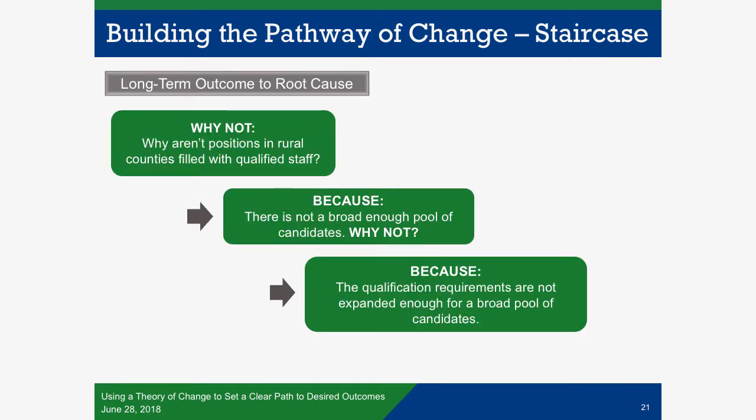This example shows the flip, which starts at the top with the long-term outcome and then works backward to the root cause. Some people prefer to do it this way. Building the pathway of change, staircase model. The graphic shows an inverted staircase for the previous example with long-term outcome at the top and root cause at the bottom, rather than the other way around as on the previous slide.